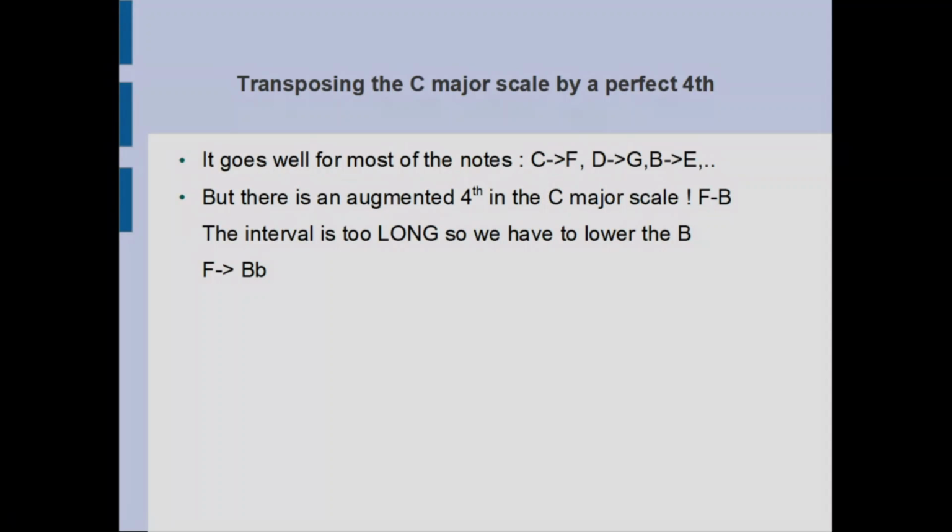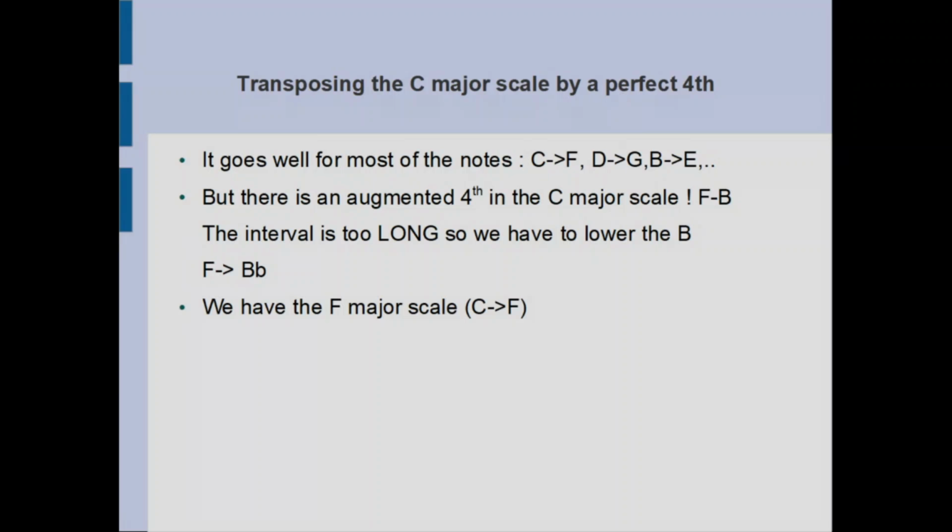We have to understand that. When it was the diminished fifth, we have to raise the F to get a perfect fifth. Now the interval is too long, so you have to lower the B and get a B flat.